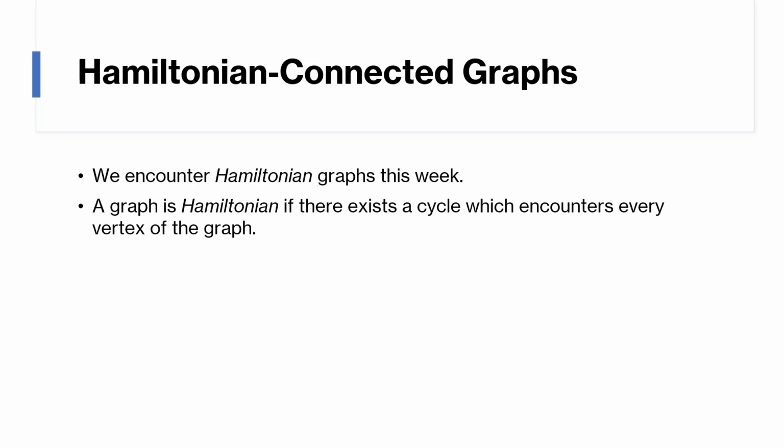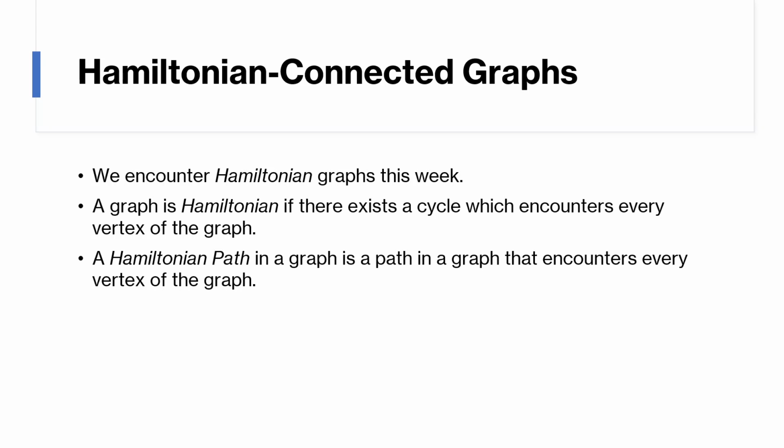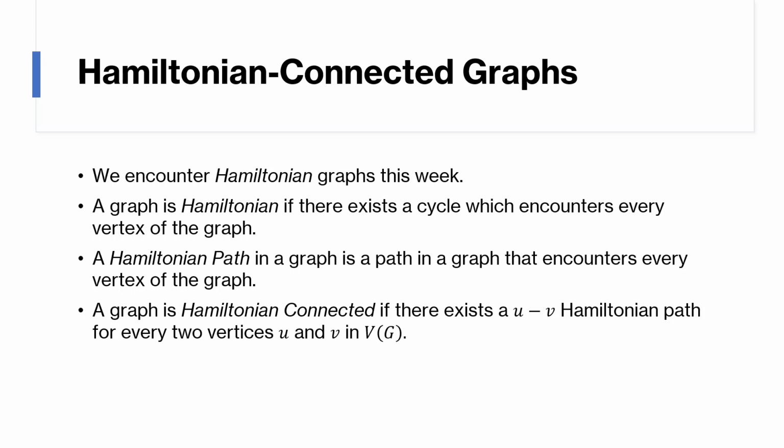And then one thing we'll get into next week is the idea of a Hamiltonian connected graph. We'll also encounter the term Hamiltonian path this week, and that is a path in a graph that encounters every vertex of the graph. And we say a graph is Hamiltonian connected if there exists a UV Hamiltonian path for every pair of vertices U and V in the vertex set. So no matter what pair of vertices you pick, you can find a path between them that encounters every vertex of the graph. So that is a very highly connected graph, this idea of there being a Hamiltonian path between any two vertices.